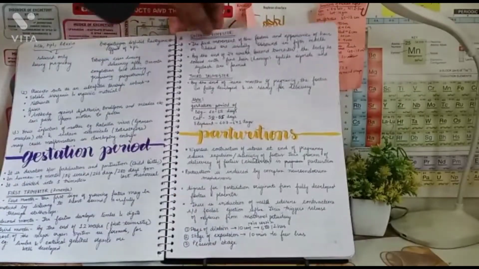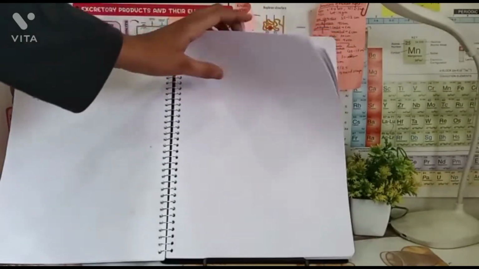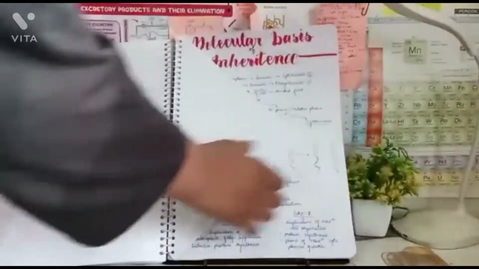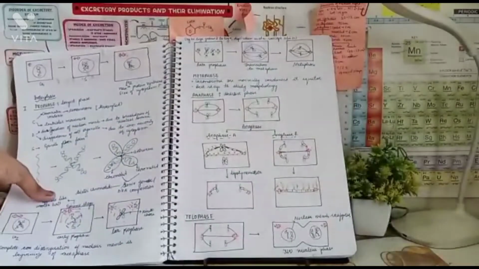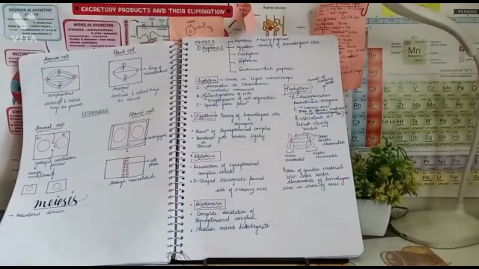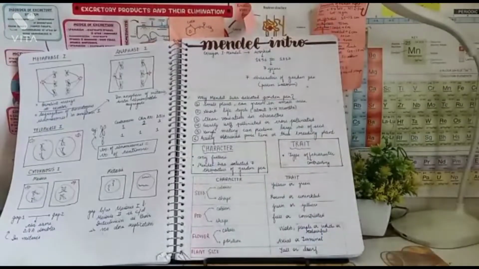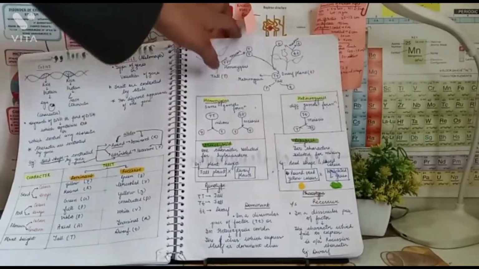And as you can see, I have used different color highlighter pens for marking the headings. And I write the headings according to NCERT. Whatever the topic is given in NCERT, I write the same heading so that next time whenever I see it, I will go with NCERT.